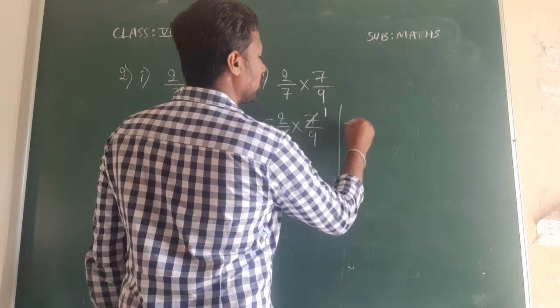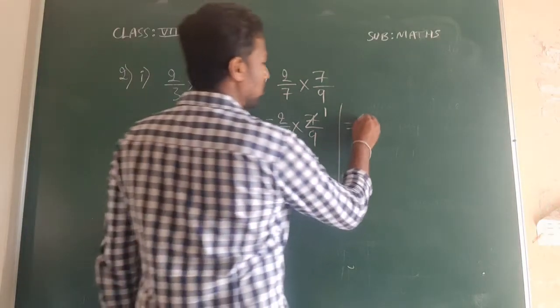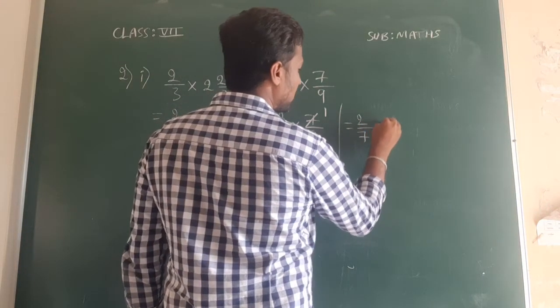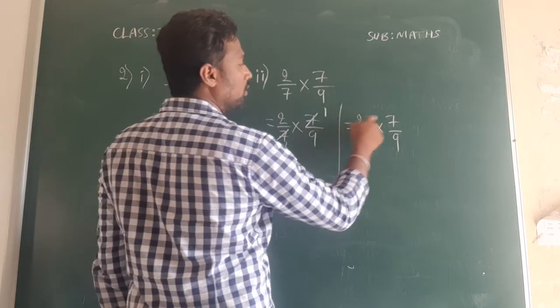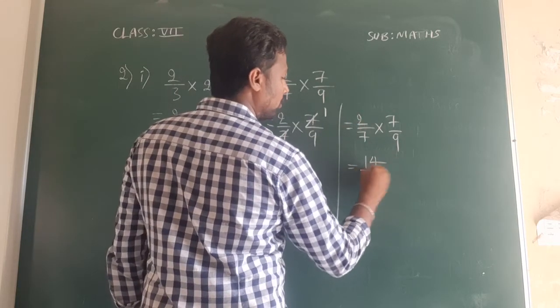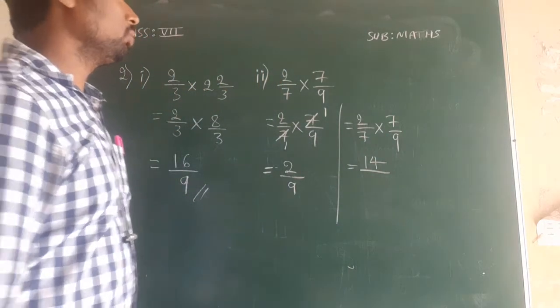Or you can follow another method. First you can multiply, then you can divide. See here, what do we have? 2 divided by 7 into 7 divided by 9. First multiply the numerator: 2 into 7 means 14. Then 7 into 9, what do we get?